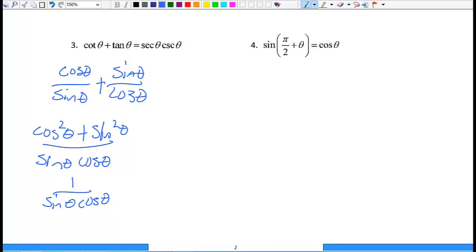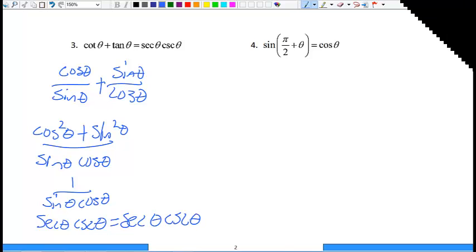Okay. Well, 1 over sine and 1 over cosine, that's just another way to write secant and cosecant. So I get secant theta cosecant theta. I think I'm getting excited here. Secant theta times cosecant theta. And that in fact equals the original. So yay, I got it done.